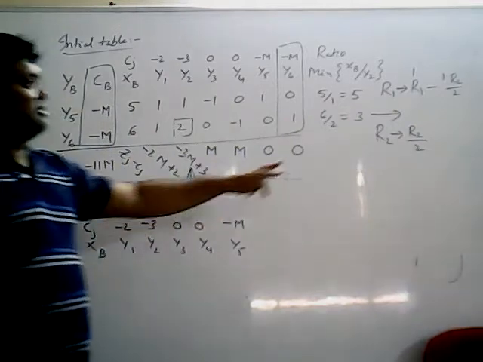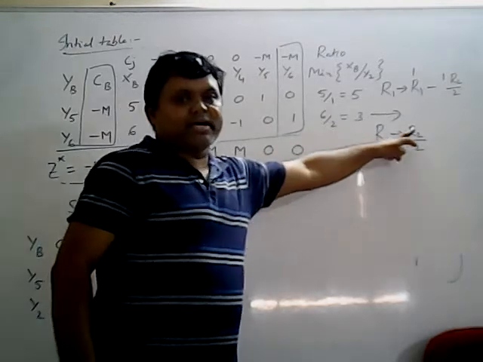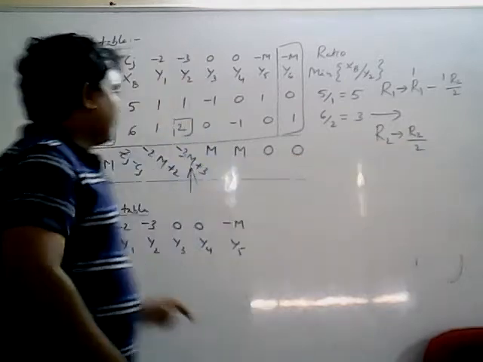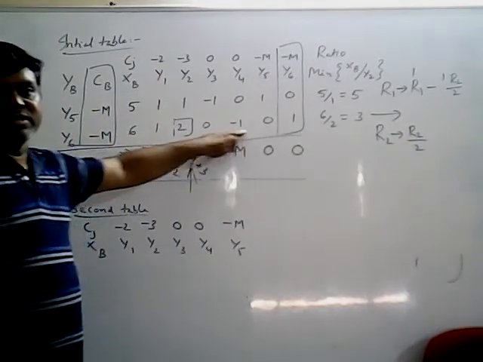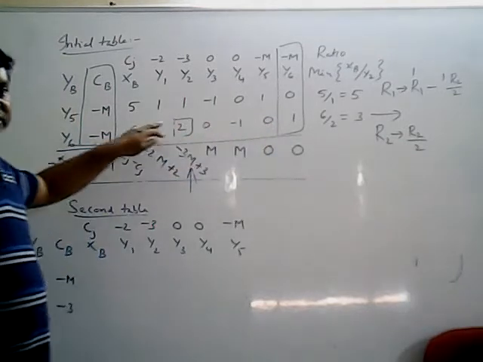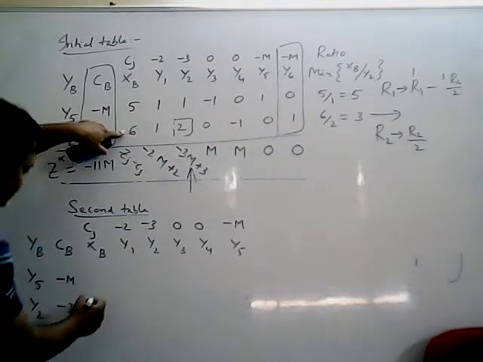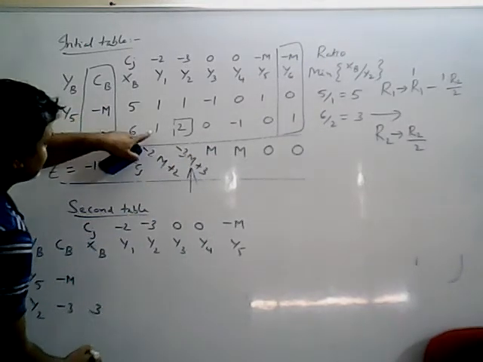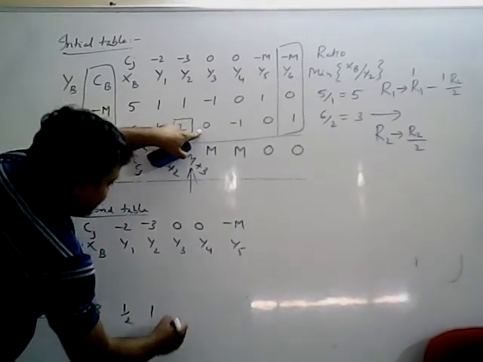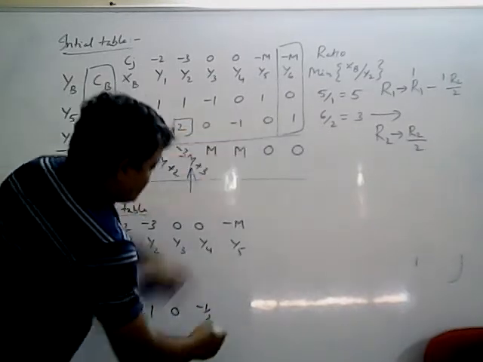First you have to write the second row. The key element is in which row? The second row. First write down the second row operation. What is the R2 formula? R2 by 2. So in place of the second row, you write R2 by 2, the second row up to Y5 only. Don't take Y6. Every value is divided by 2. 6 by 2 means 3. Next, 2 by 2 means 1. 0 by 2 is 0. Minus 1 by 2. And 0 by 2 is 0.